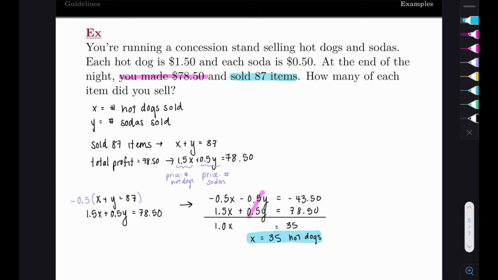And now we got to figure out the number of sodas. So I'm going to go back to this first equation to figure out what y has to be. So we know x plus y needs to equal 87. We just figured out x is 35. So 35 plus y is 87. And then we subtract the 35. And that leaves us with y on the left. And 87 minus 35 gives us 52. And so remember, y is representing the number of sodas. So we sold 52 sodas.